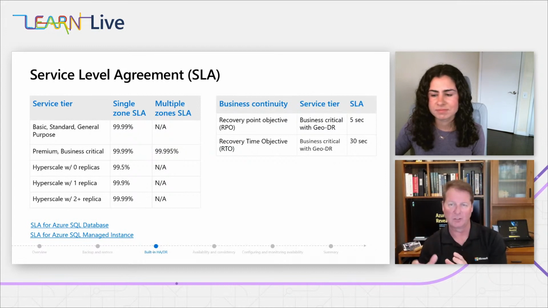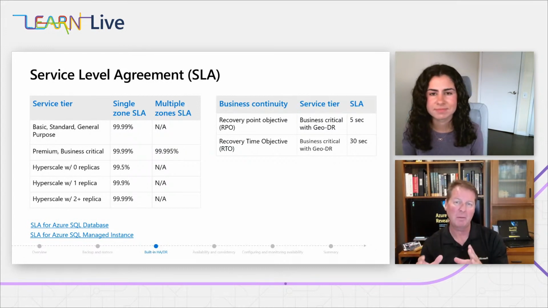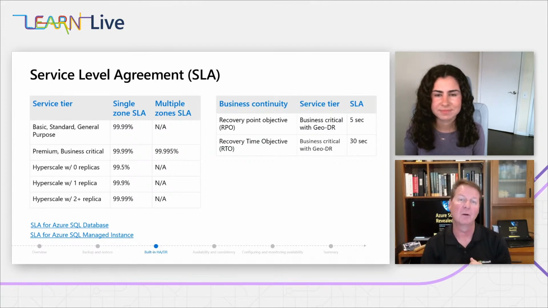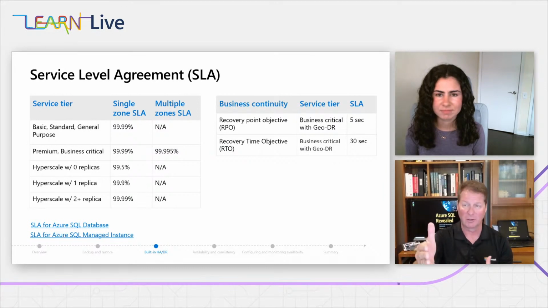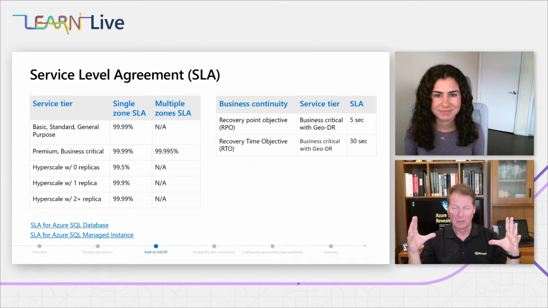Now this right side's interesting, Anna. We're the only database in the cloud industry today that offers and promises RPO and RTO as part of an SLA. You'll notice here, we only do this today for business critical, and you must use Geo Replication or auto failover with business critical. If you do that, notice our SLAs: 5 seconds for a recovery point objective and 30 seconds for recovery time objective. That's pretty snappy.